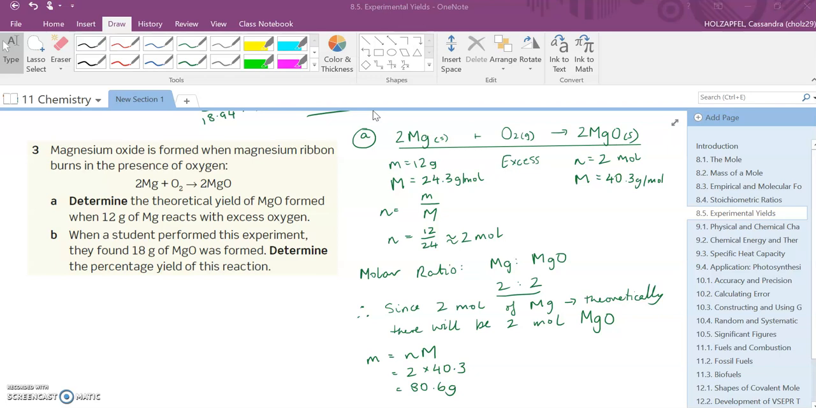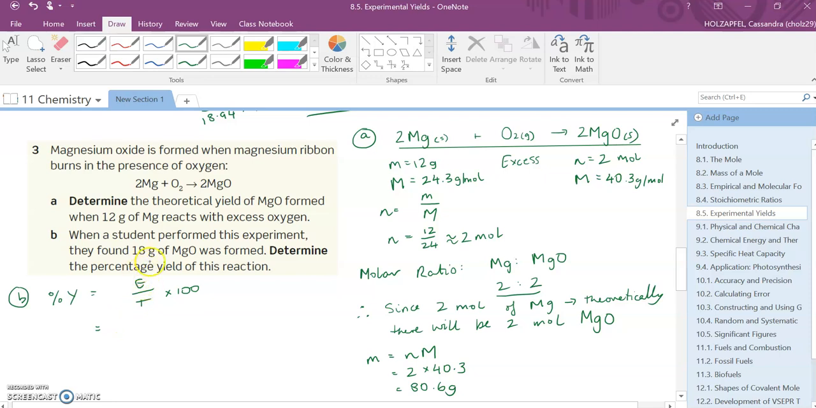Since theoretically there's 2 moles, there should be 80.6 grams of magnesium oxide produced. Now, since we've worked out that 80.6 value, we're going to work out the percentage yield of this reaction. I'm just going to do this one real quick. The percentage yield is equal to the experimental yield divided by the theoretical yield times 100 to make it a percentage.